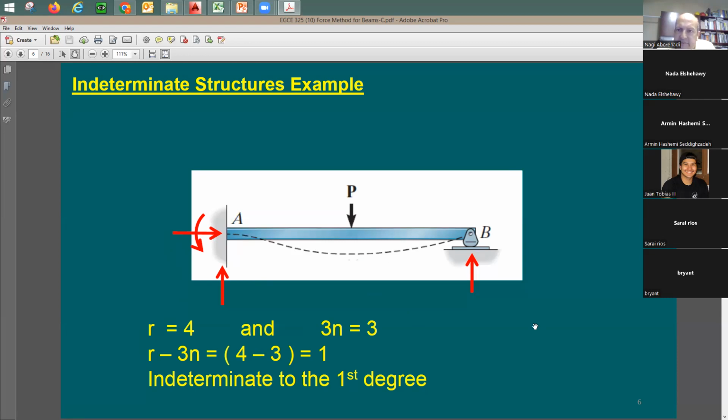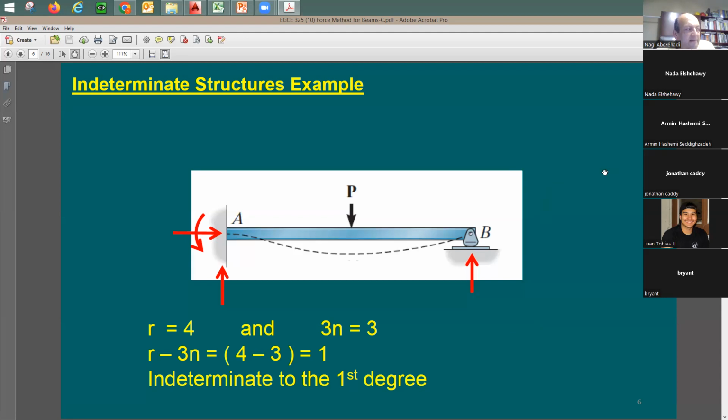Any questions on this example? Anyone there? Yeah, I'm here. Any questions? Not for me, not so far. Okay, very good.